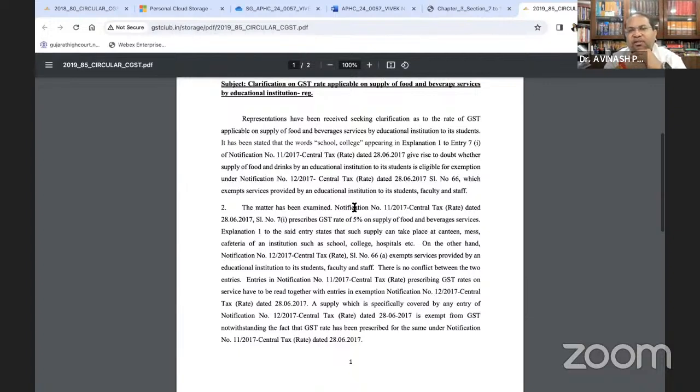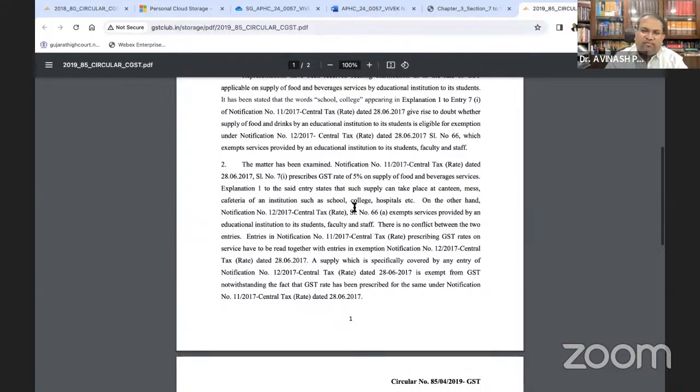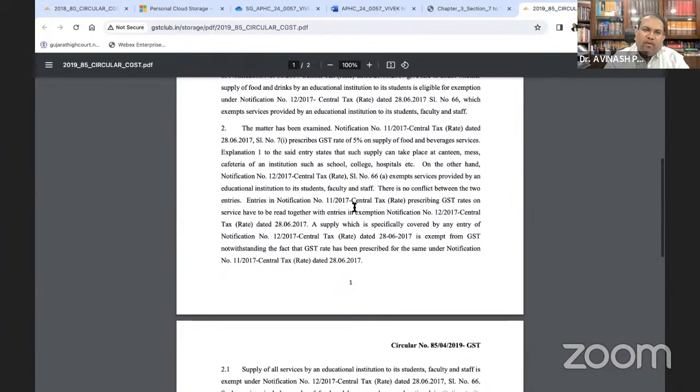It has been stated that the words school, college appearing in explanation 1 to entry 7 of notification 11 of 2017 give rise to doubt whether supply of food and drinks by educational institution to its students is eligible for exemption under 12 of 2017, serial number 66, which exempts services provided by educational institution to its students, faculty, and staff. The matter has been examined.